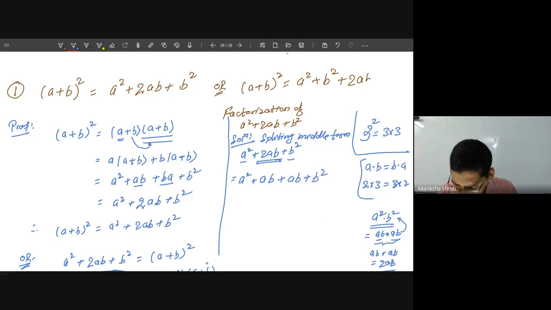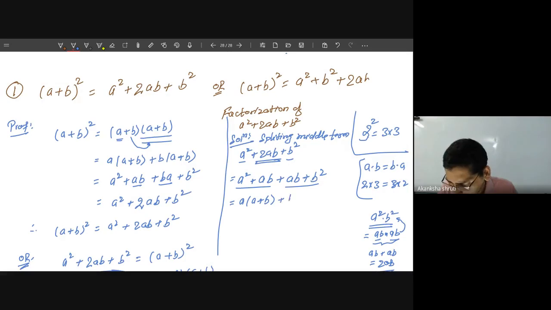Now what is the next step? What is common in the first two terms, that you have to take out, and what is common in the next two terms. So a is common in the first two terms, it can be written as a into (a plus b). What is common in the next two terms? We have b as common, so whatever is left is a from ab, and from b square only b. Now observe, this (a plus b) bracket is common, so that can be taken out. What is left from the first term is only a, and what is left from the second term is only b. So what is this? It is our (a plus b) whole square.